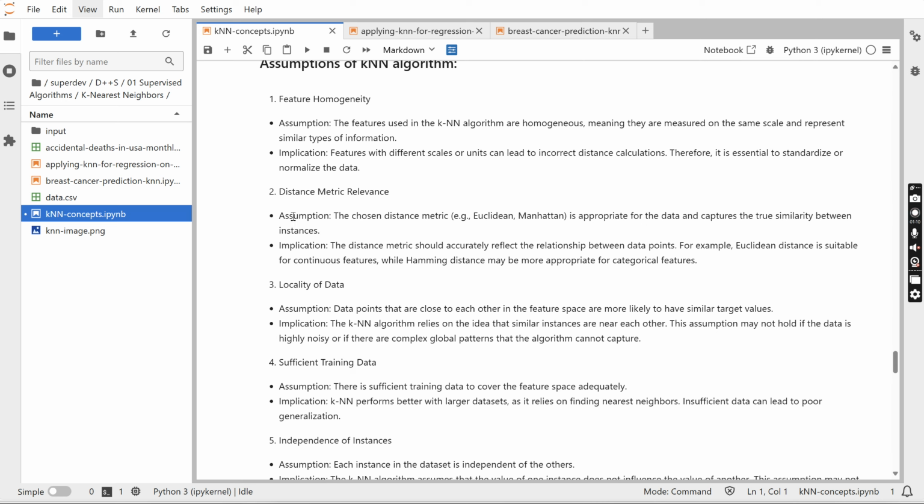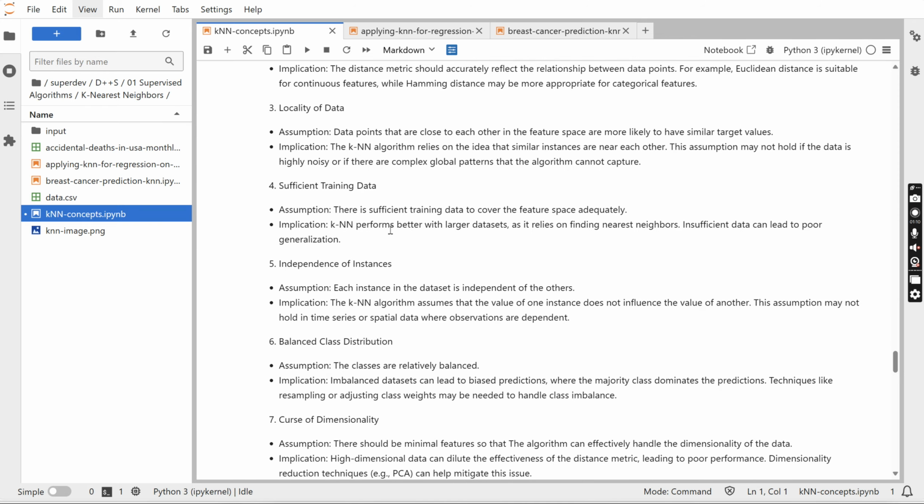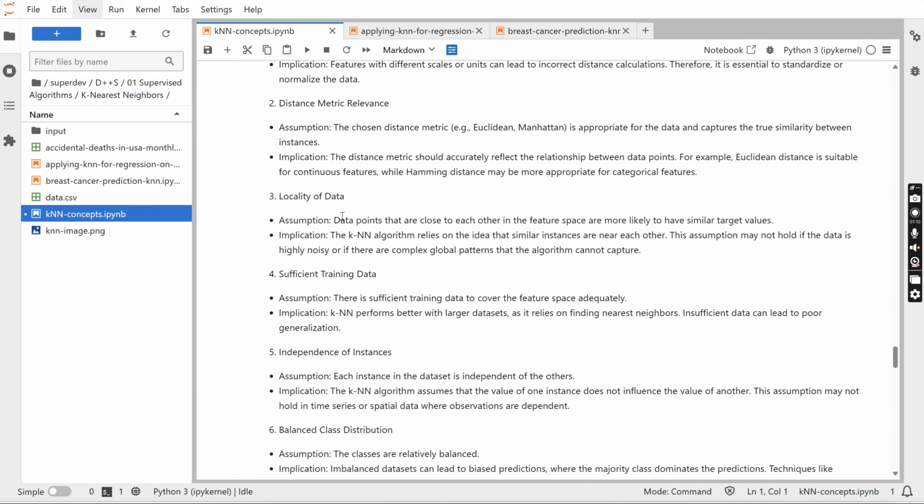Second assumption is you have to choose a relevant distance metric. Either Euclidean or Manhattan or Minkowski, whichever it is, you have to choose it accordingly. If you don't choose it, the accuracy will take a hit. For example, Euclidean distance is for continuous features. If you use something else in place of that, you will get inaccurate measurements. So that is inaccurate distance calculations.